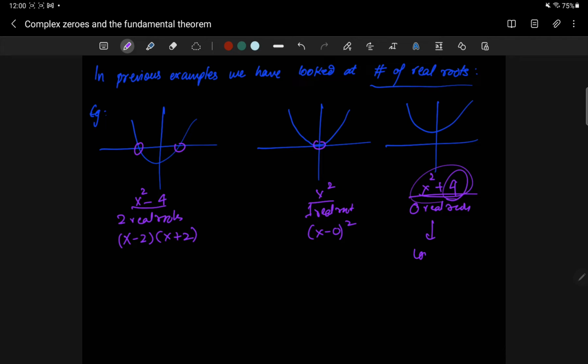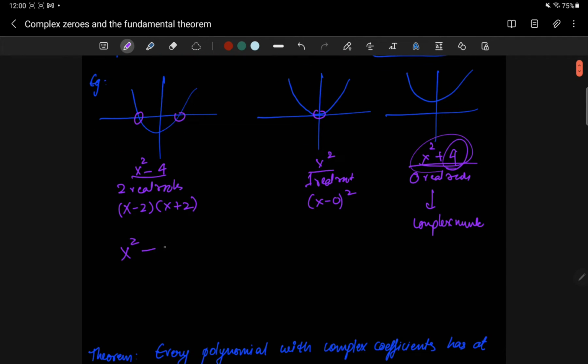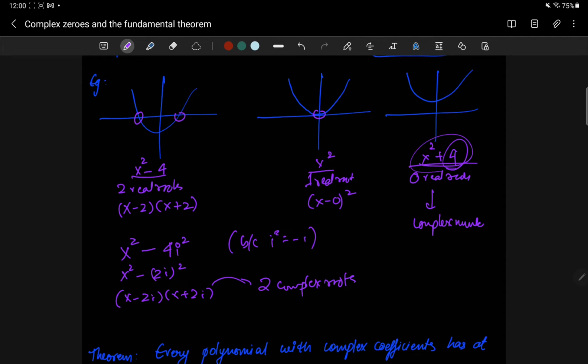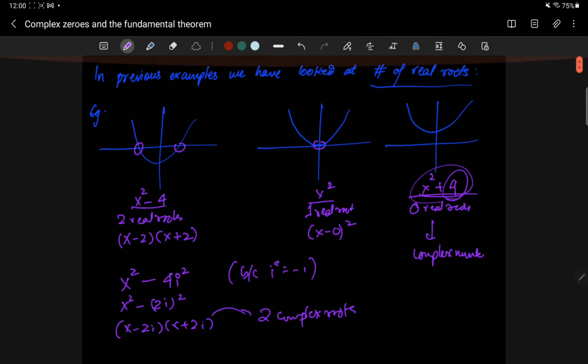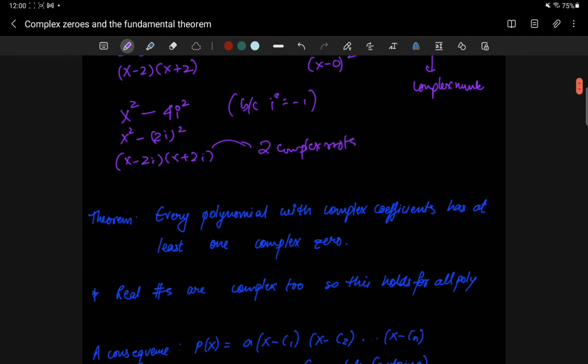And this is where complex numbers come into play. Because I can write 4 as negative (4i squared), because i squared is negative 1. And then I can use the difference of squares to factor this in this manner. Now it will have two complex roots. So essentially what this shows us is that once you find the number of real roots, whatever remains has to be the complex roots. And that is what the theorem says.